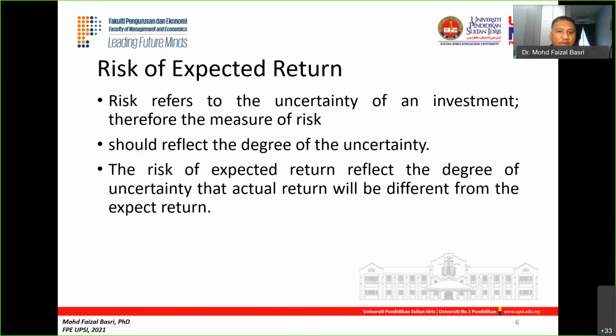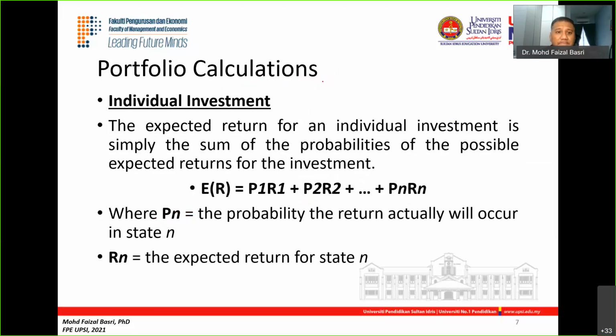And this risk, if we compare against the return, we can use the risk of expected returns. This risk refers to the uncertainty of investment, and should reflect the degree of uncertainty. The risk of expected return reflects the degree of uncertainty that actual return will be different from the expected return. So this is one of the measurements. I will show you afterwards how to calculate the expected returns.